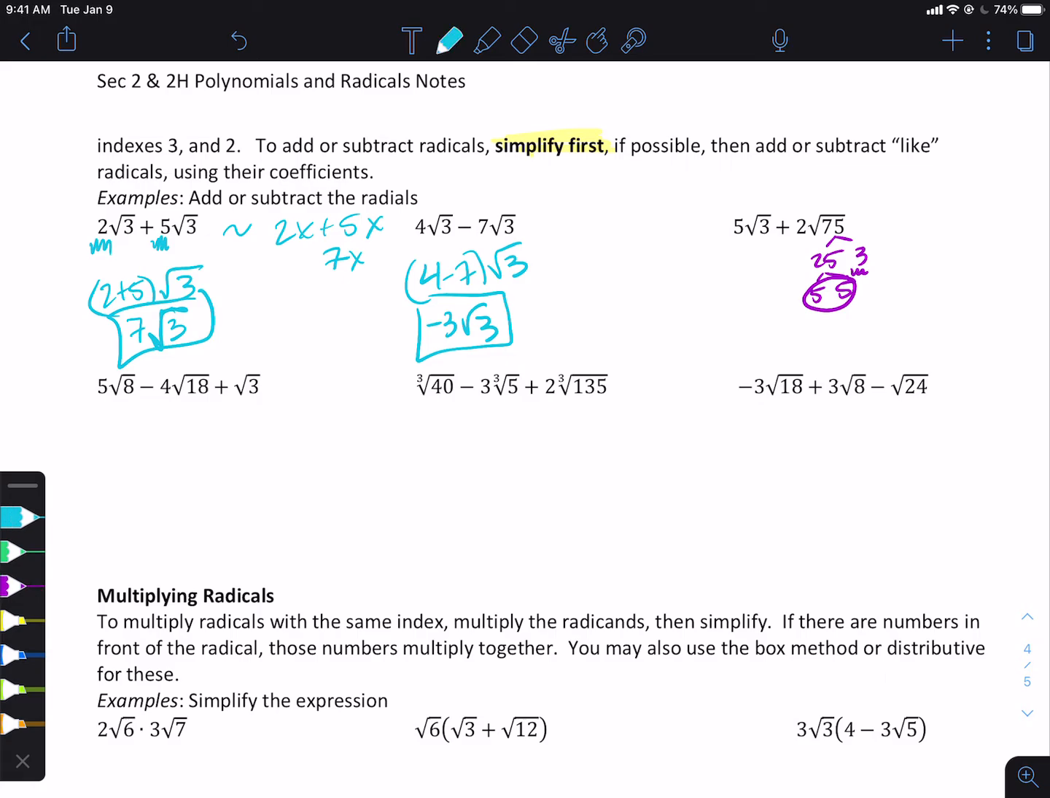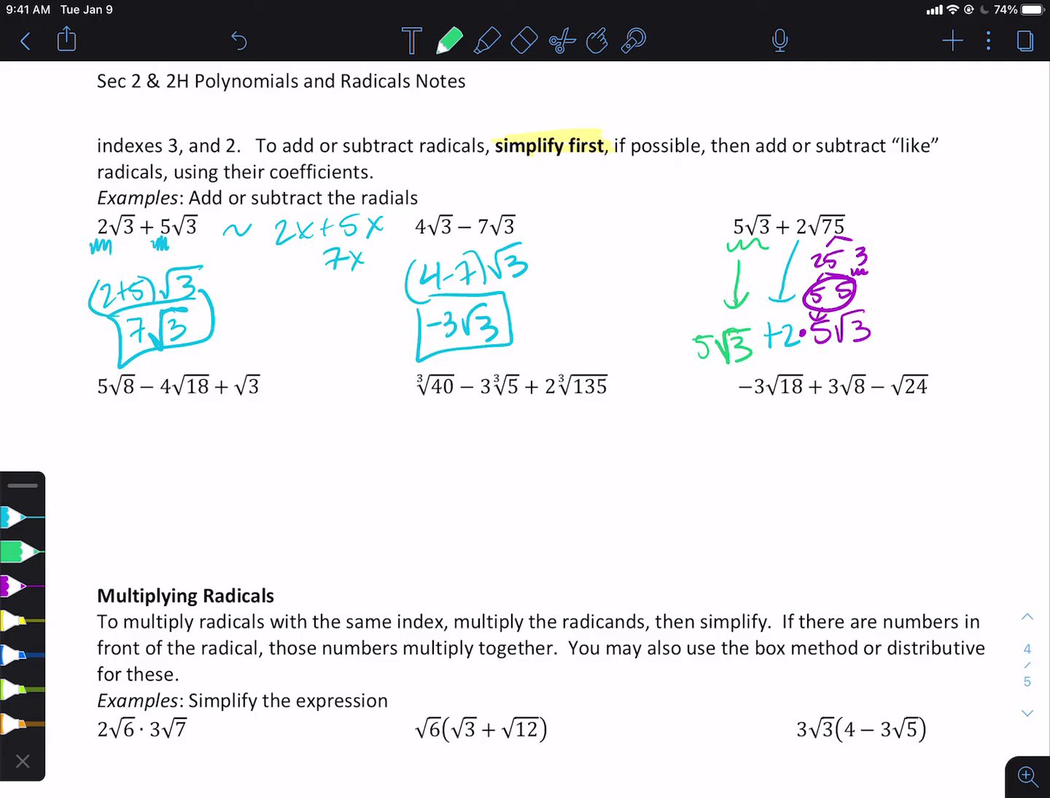So this one, don't forget to bring the 2 down. And then the 5 comes out because there's a pair of them. Remember, it's a square root, so we want 2, and it comes out as 1, 2 people, 1 date. And then underneath, there's still a root 3. And then we still have this guy right here, right? There's nothing I can do with that one to simplify it because root 3 is prime, so there's no pairs, nothing can be pulled out.